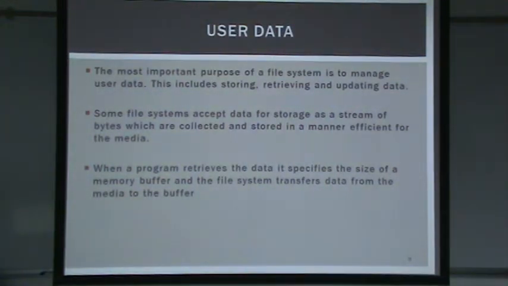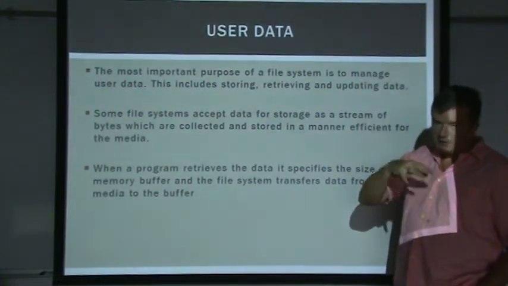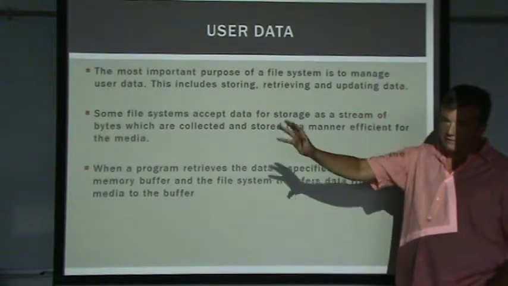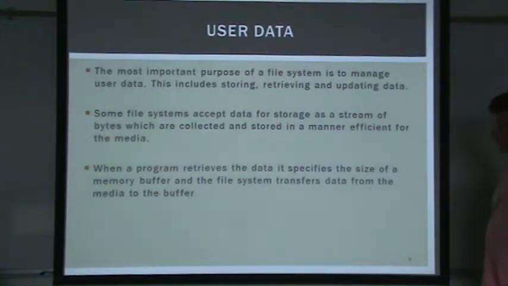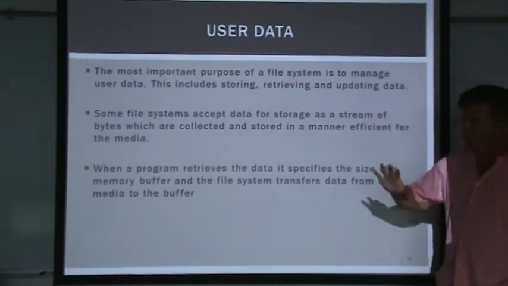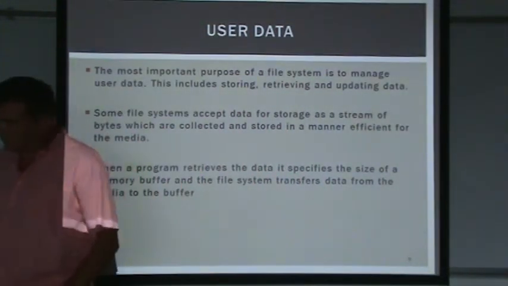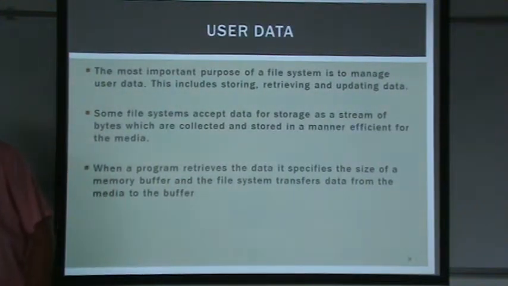So the most important purpose of the file system is to manage the user's data, including storing, retrieving and updating data. When the main memory, or cache memory, wants to send data to the file system, it could send it in a number of ways, but the most common way is just a stream of electronic bits going to the file system, and then the file system would have to save this file. Either save it in a brand new place on the disk, or save it on the storage where it currently is, on the secondary storage.